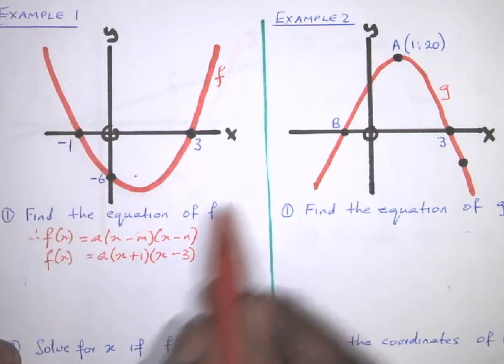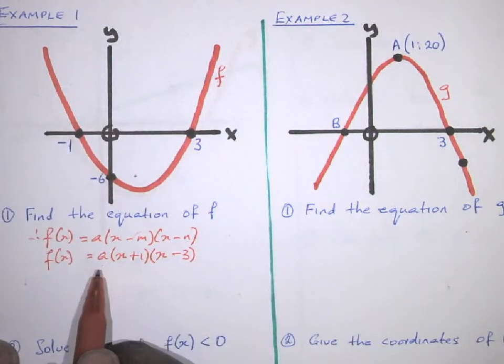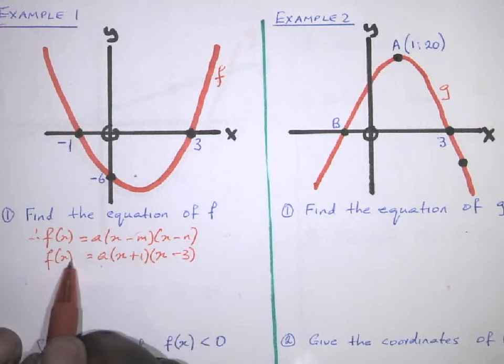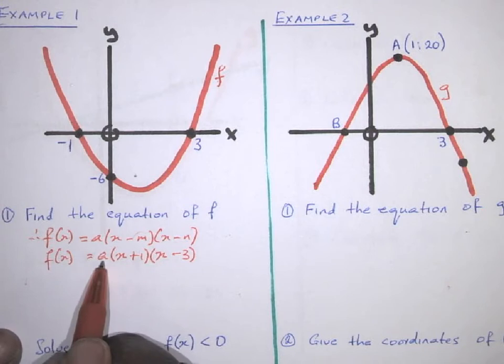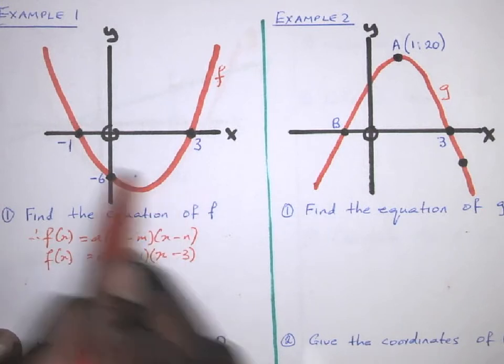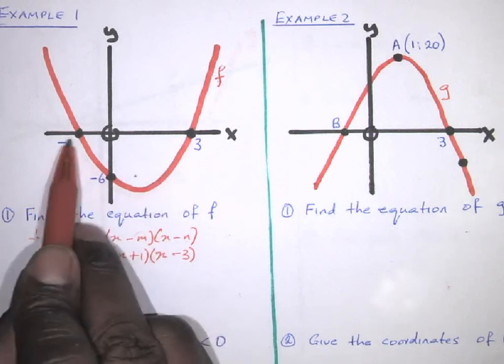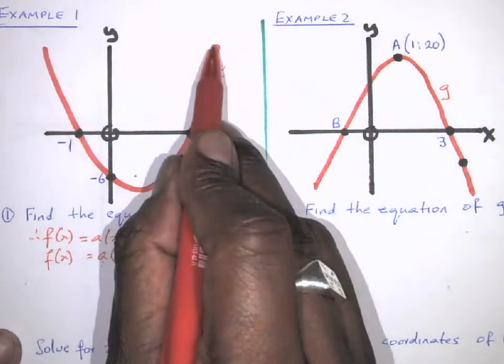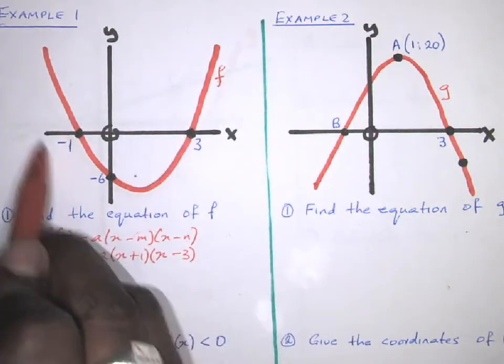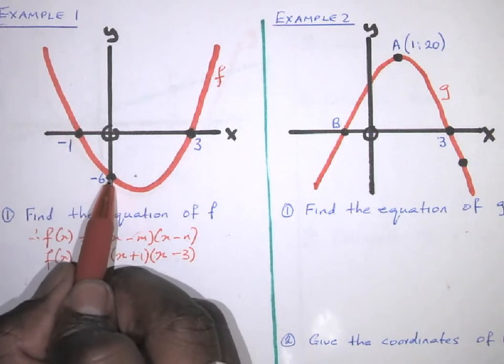Now, what are we left with? To find the value of a. So how to find the value of a? If I know what is y and I know what is x, I'll be able to find a. How to find it? You use another point on the graph that you have not used. I've used those points which are on the red graph. The point that I haven't used is this one.